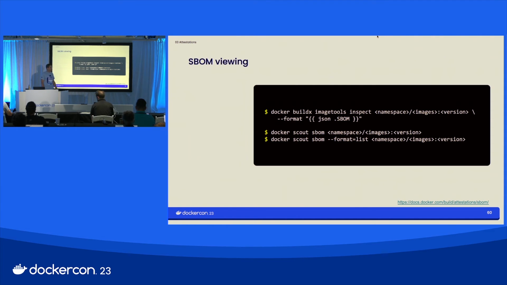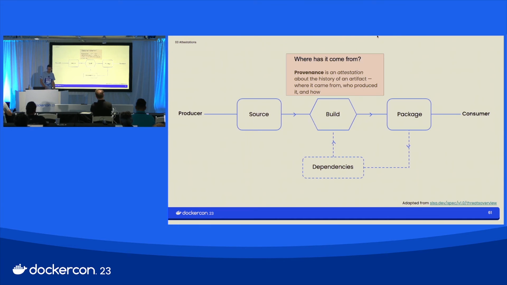All right, and there's also tooling to help you view SBOMs. We'll run these examples in the hands-on, but BuildKit has an imagetools inspect command that allows you to extract that out, as well as Scout, which has a couple different ways to do it that make it a bit more readable and usable. So the SBOM is your ingredients. Provenance is your recipe. How do we do that?